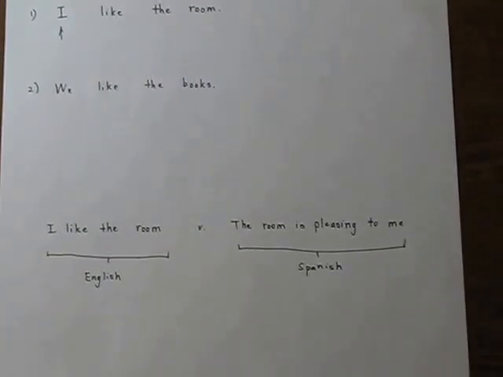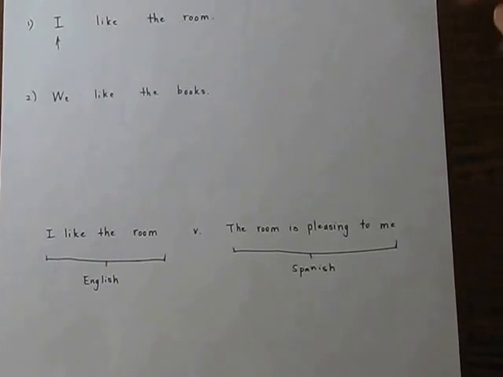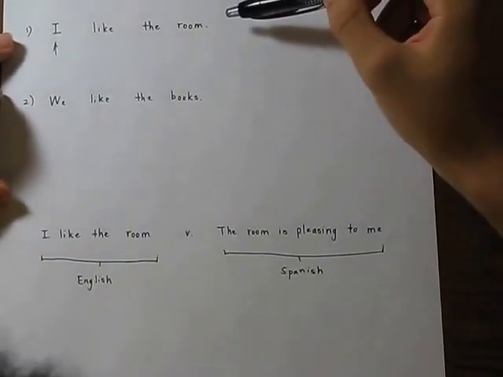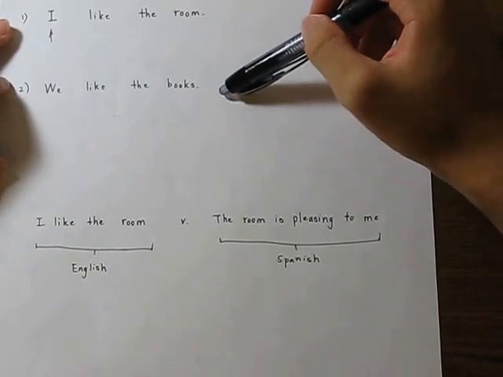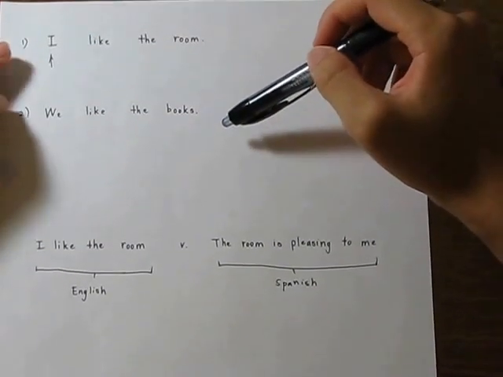Now let's begin by examining some English sentences. There are two. The first one says, I like the room, and the second one is, we like the books. In English, both of these statements are grammatically correct.